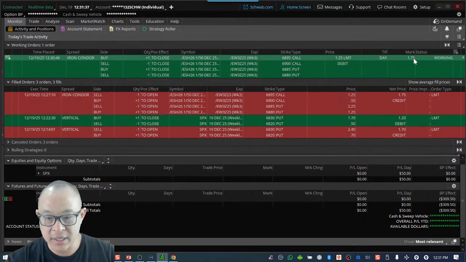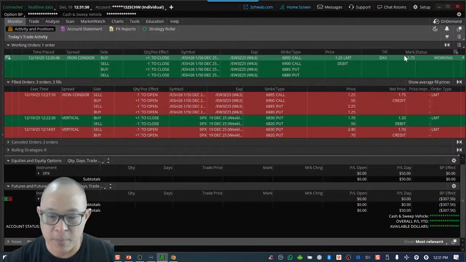250. $1.75, $1.80, right? You can see the spread here is $1.80. I sold it for $1.75. It's worth 5 cents more, which is why I'm down 250. The ES is half. The multiplier is 50.